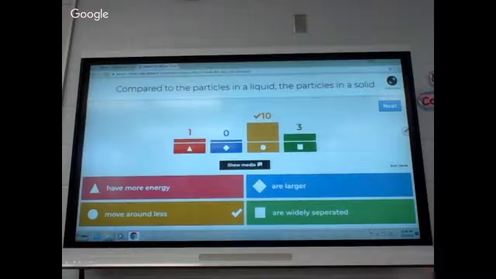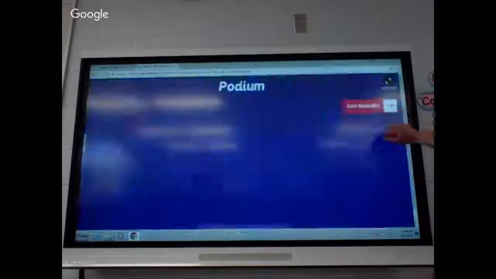In a liquid. The particles in a solid move around less. They're in a fixed position. All they can do is vibrate. They can't move around more, and they're not widely separated. Gases would be widely separated, not a solid. Can we play another one?